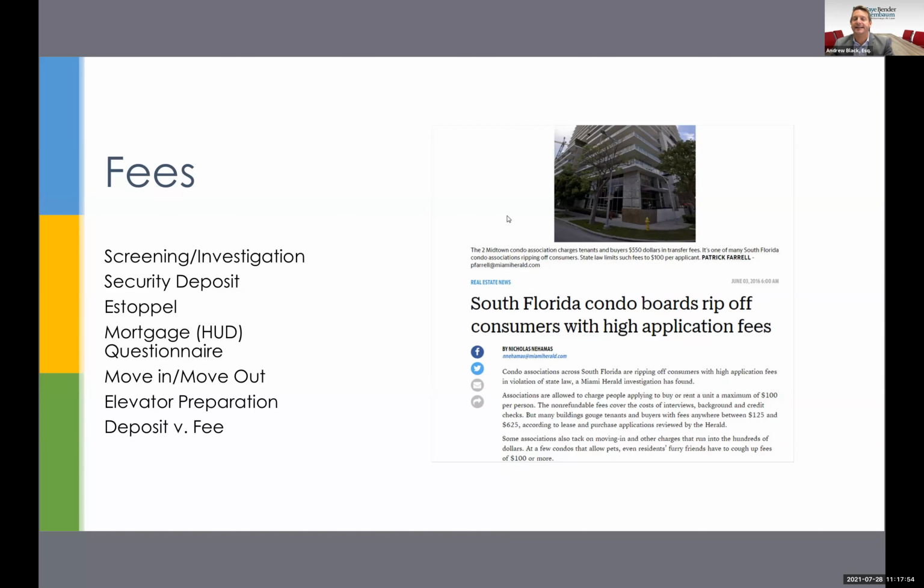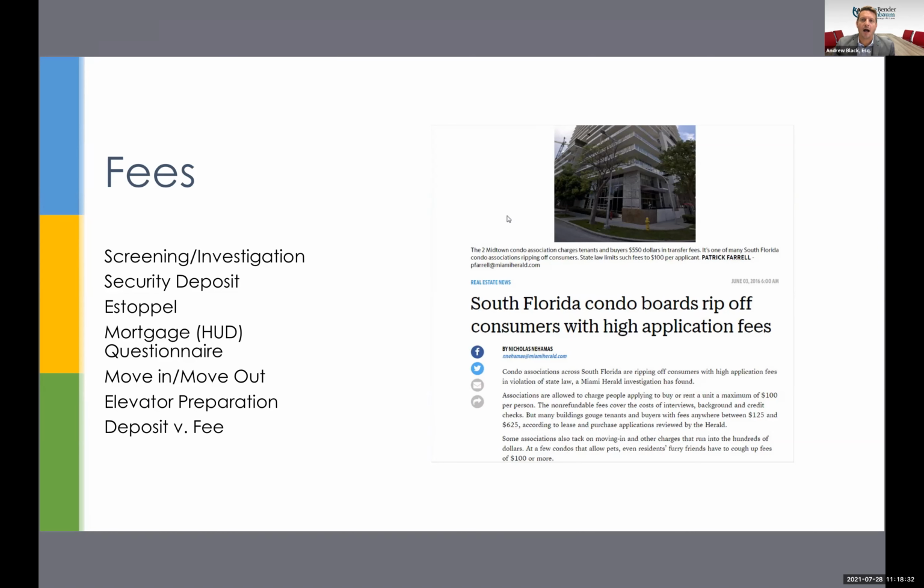The bottom line is, if you're charging a non-refundable fee as part of the application process, $150 for condominiums is the maximum. We include an article, from about 5 years ago or so, about a class action lawsuit filed in Miami-Dade County against various condominiums that were charging all sorts of non-refundable fees in connection with the application process. So you don't want to get caught up in that.